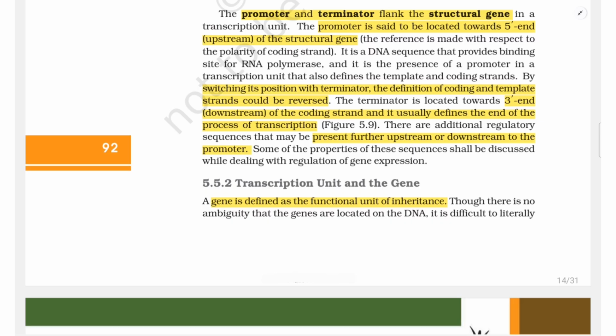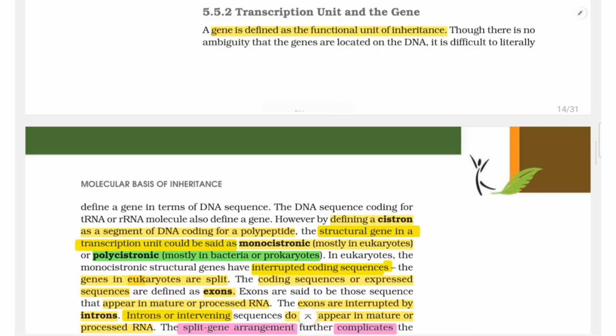The terminator is located towards the 3' end downstream of the coding strand, and it usually defines the end of the process of transcription. Figure 5.9. There are additional regulatory sequences that may be present further upstream or downstream to the promoter. Some of the properties of these sequences shall be discussed while dealing with regulation of gene expression.